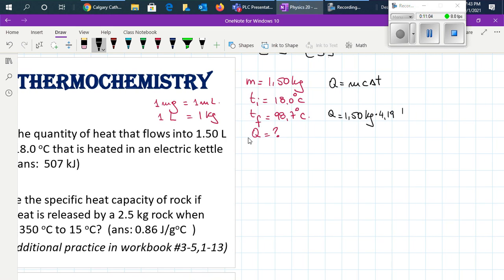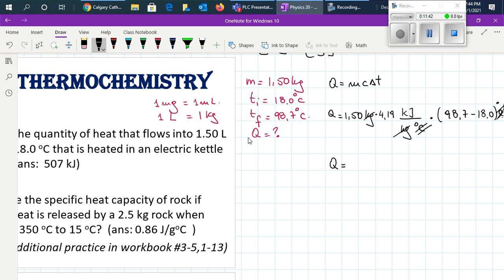So since the mass of water is in kilograms, I will say that it is in kilojoules per kilogram degree Celsius, times the temperature change, which is 98.7 degrees Celsius minus 18 degrees Celsius. So now let's work with the units. Kilograms and kilograms cancel out. Degrees Celsius and degrees Celsius cancel out. And what is left is in kilojoules.